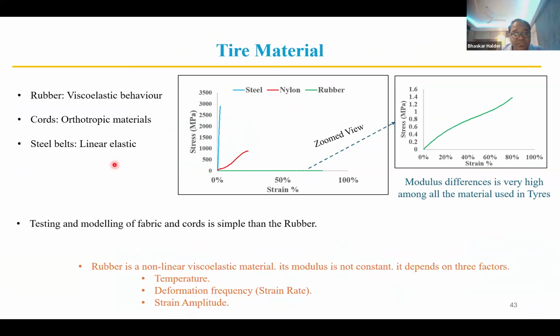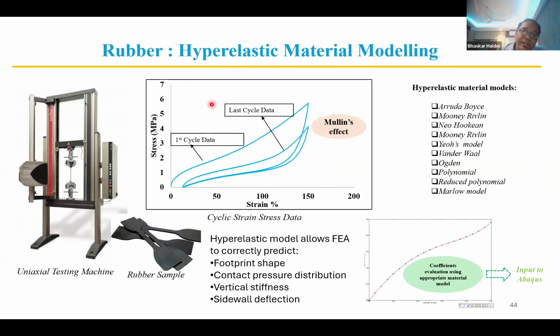So I already discussed the tire material, that rubber has viscoelastic behavior, and the cord. So I'm not going into this, I'm skipping this. See, rubber has two important features or properties: rubber is modeled as a hyperelastic material, and there are a lot of material models available in Abaqus. Generally we use Mooney-Rivlin, Neo-Hookean, or Ogden models for our tire FEA models. And this is the uniaxial testing machine, and with these dumbbells there are some rubber samples, so we actually check the stress and strain values.